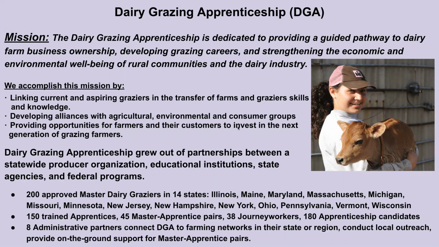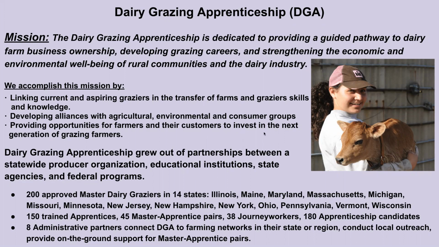We have 150 trained apprentices. Currently, we have 45 master dairy grazer and apprentice pairs. We've graduated 38 journey workers, and we have 180 apprenticeship candidates. Those are people who are interested in having an apprenticeship with a master dairy grazer, but have not been placed at this time. DGA does not do the placement. Our master dairy grazers do all of their own hiring, and they do that through our website. That's how they get connected with apprentice candidates.